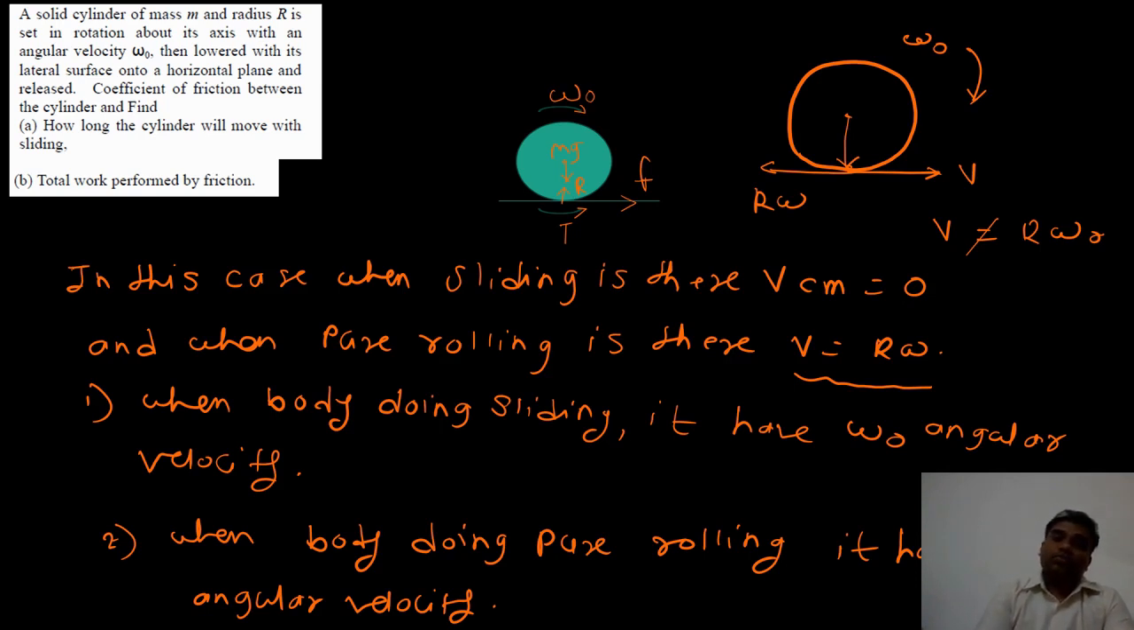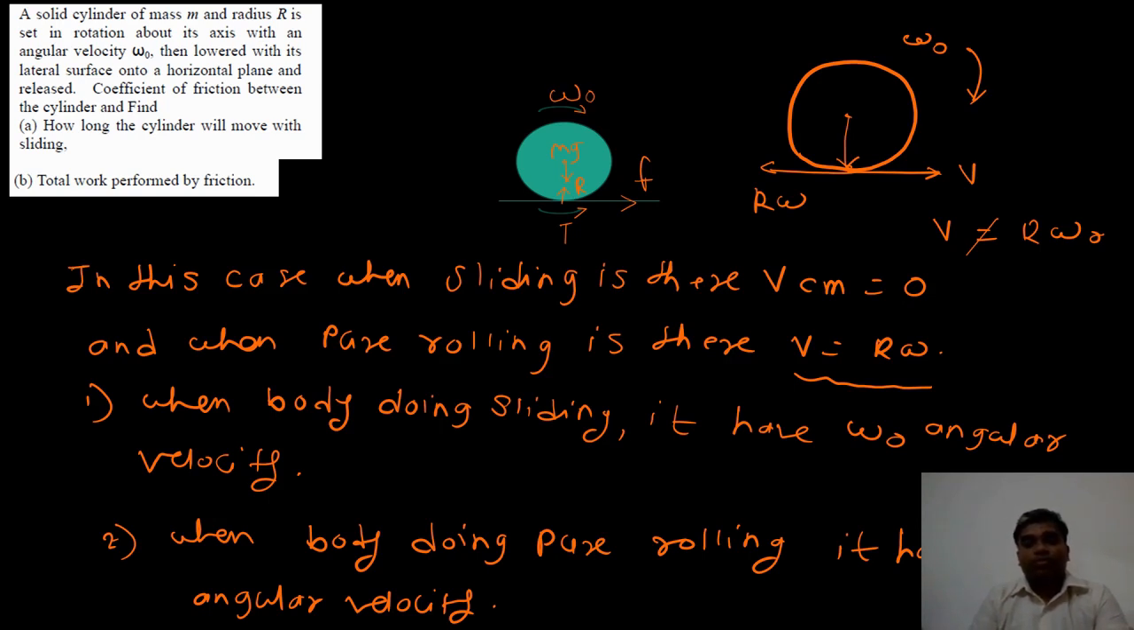This point of contact will be fixed in case of rolling. That means when r omega is greater, it will move backward. If v is greater, then it will move forward. But when v is equal to r omega, it will be fixed and the body will start rolling motion. Okay.